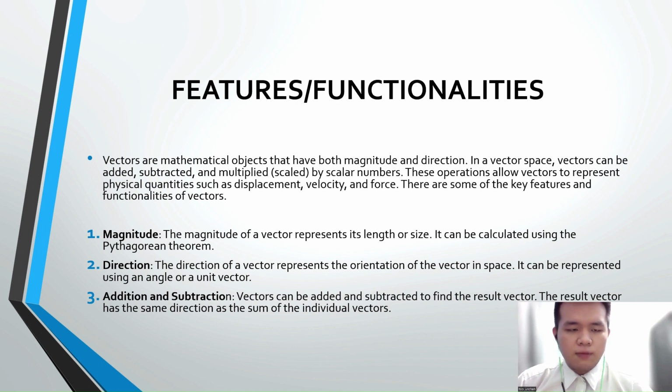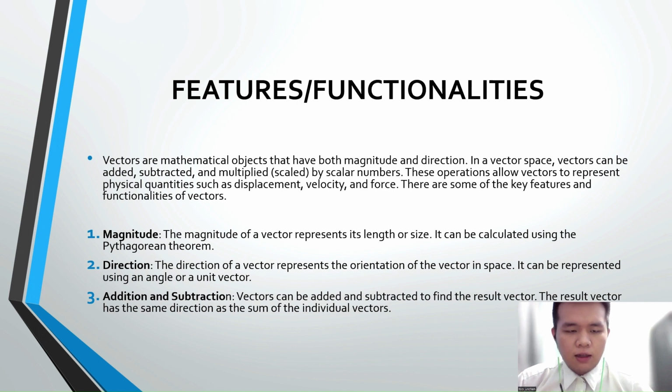The first one is magnitude. The magnitude of a vector represents its length or size. It can be calculated using the Pythagorean theorem. The second is direction. The direction of a vector represents the orientation of the vector in space. It can be represented using an angle or a unit vector.